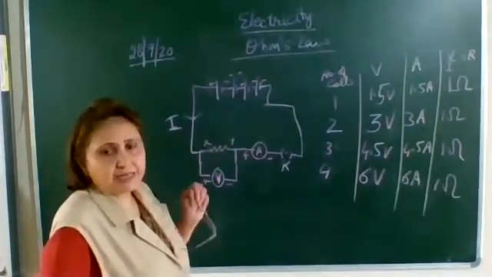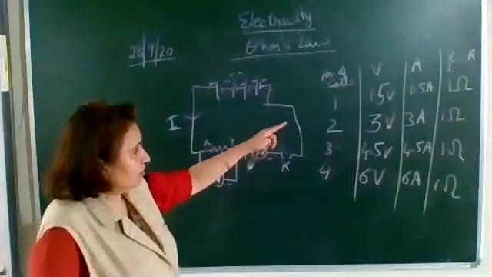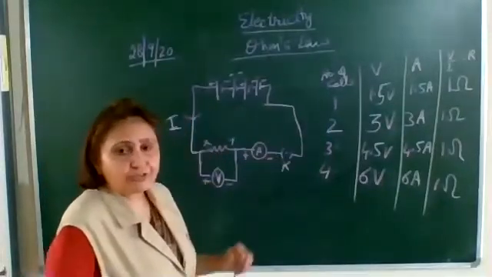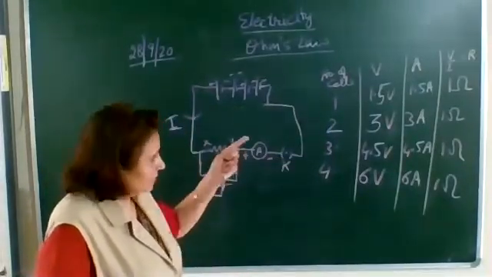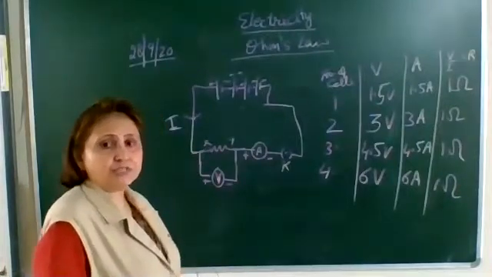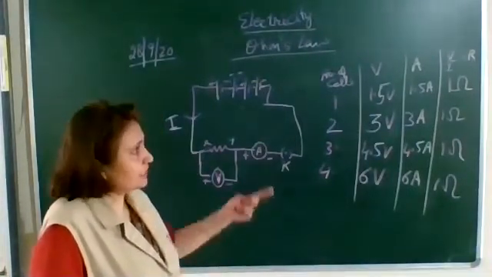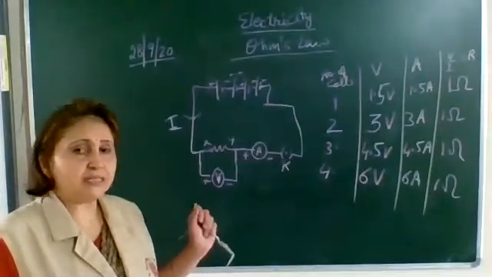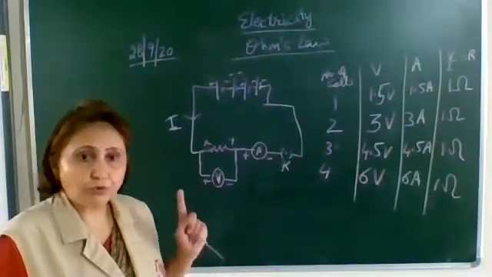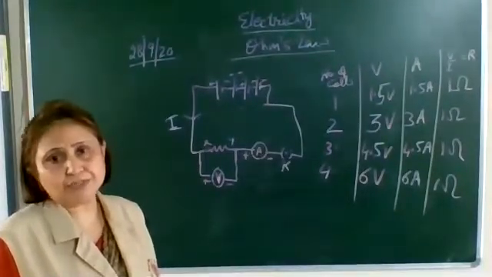Okay, so here we have connected a number of cells. When we connect one cell, we see that the ratio of V to I is constant. Connecting 2 cells, 3 cells, 4 cells, the ratio V upon I is constant, and V upon I is resistance. So the resistance of a given conductor is constant, provided the physical conditions are the same.